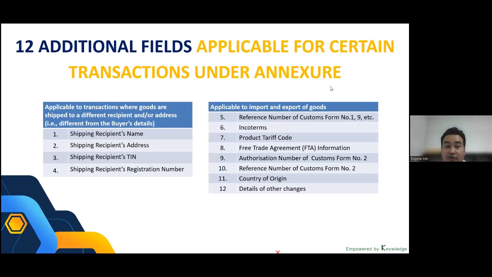So there are another 12 additional categories. This one is talking about those that have a different shipping address. Another one is import-export. This one you can read by yourself.